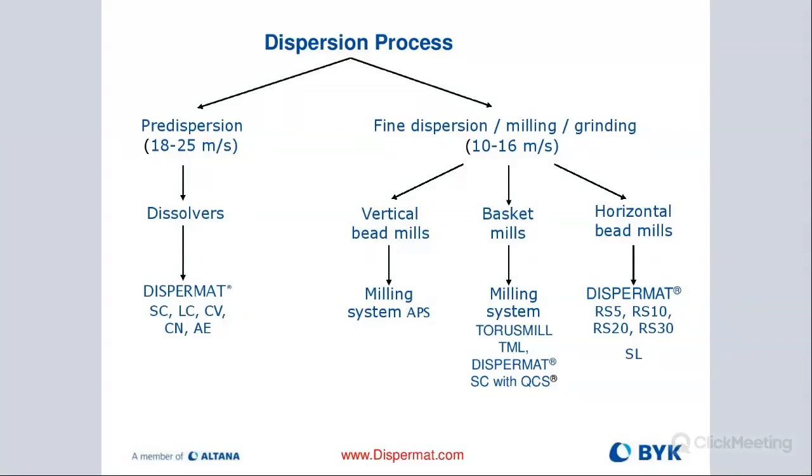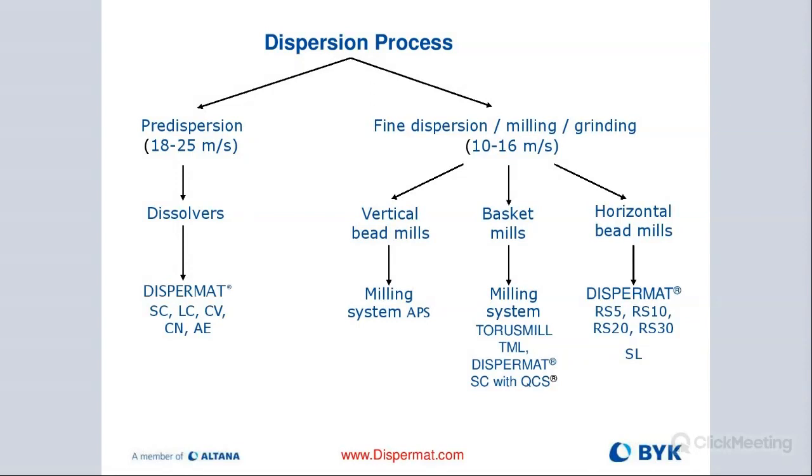So for the pre-dispersion process, it's important to remember it's not only the RPMs, that's only one part of the equation. What we're really looking for is the actual tip speed, because the RPMs are only one variable. What really matters is the diameter of your blade and the actual tip speed. So we want to be between 18 to 25 meters per second to use a dissolver.